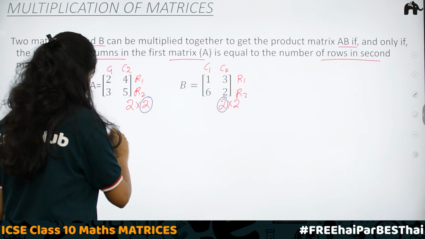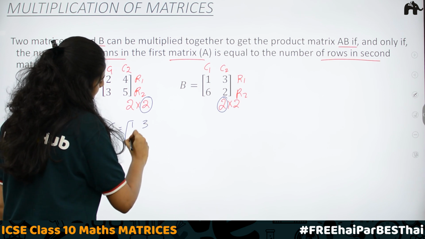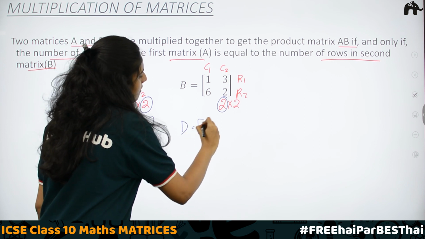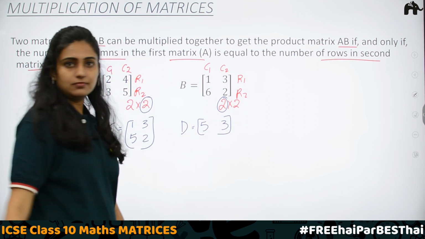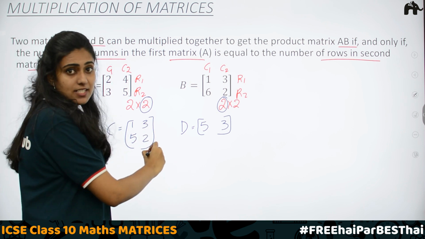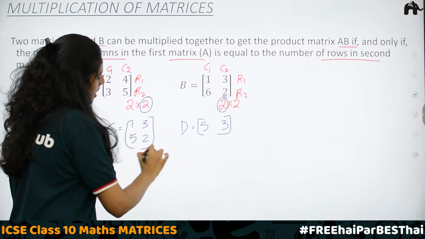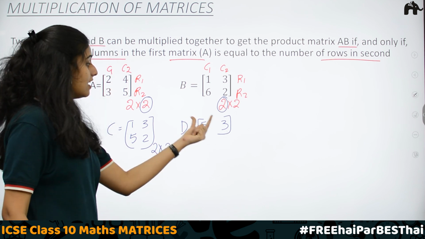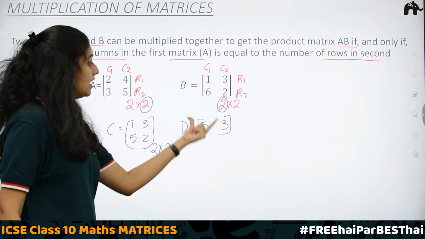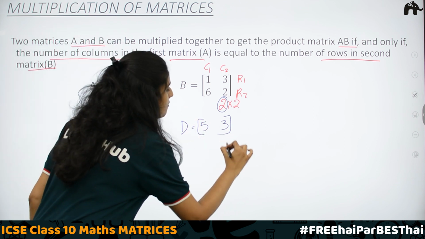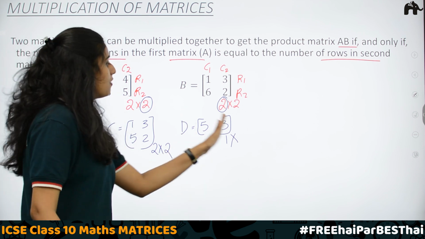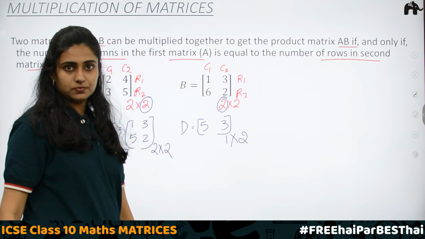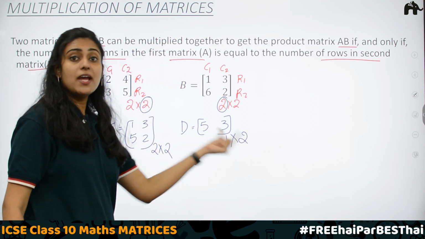We have a matrix C is equal to 1, 3, 5, 2 and matrix D is equal to 5, 3. Okay. What is the order of this matrix? Here we have two rows, two columns. This is a 2 by 2 matrix. What about this matrix D? Here, what is the number of rows? Here there is only a single row, which means 1 by number of columns. We have two columns, C1, C2. 1 by 2. Okay. Then can we perform the matrix multiplication?